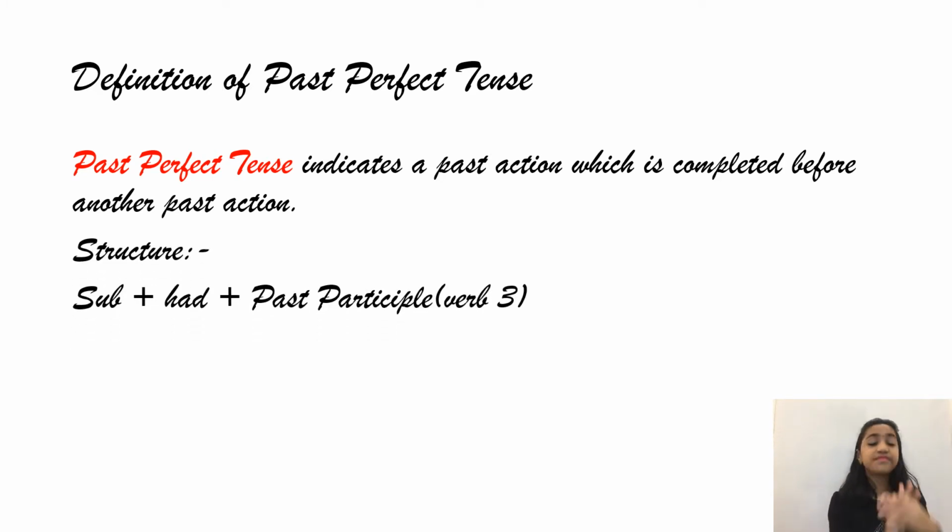The structure of past perfect tense is subject plus had. That means in this tense, the helper will be had, no matter which subject it is: I, you, we, they, he, she, and it. Now, plus another verb, the past participle, which is also known as verb 3. Verbs have three forms: verb 1, which is present, verb 2, which is past, and verb 3, which is past participle.